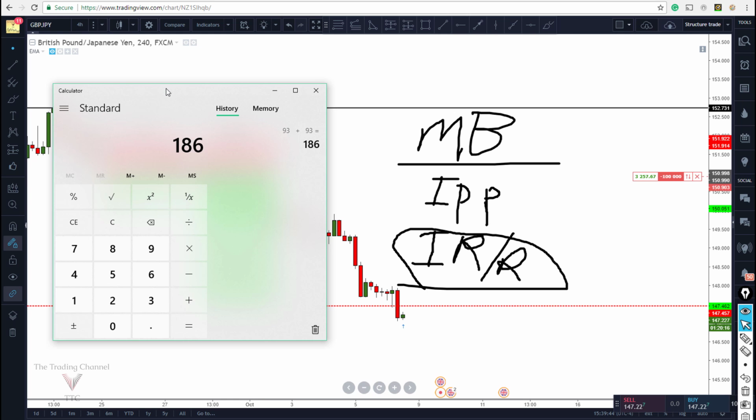And you'll see why that's the case here in just a second. It's because we have to open up two separate positions in order to actually take multiple targets on a trade. We'll go a little more into detail on that later on in the video, but 186 pips is what we were risking on this trade.